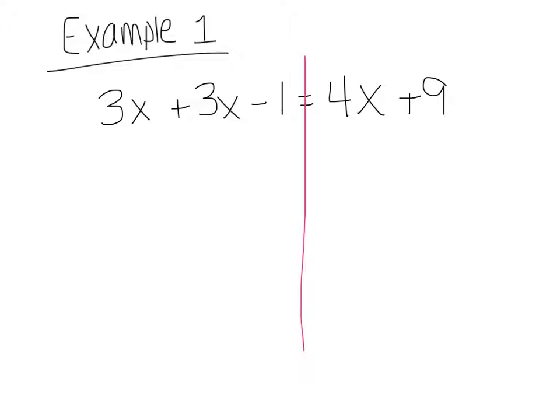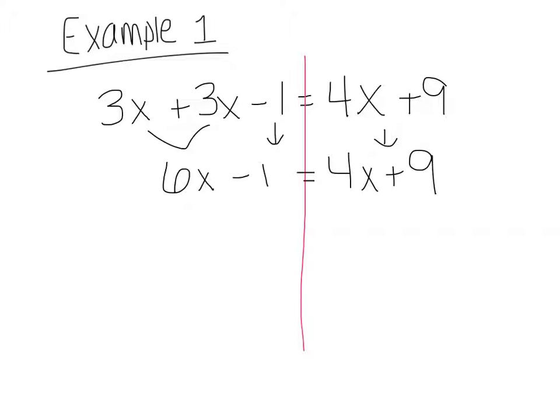Now I look and I see, what can I do on the left to simplify? Well, if I was building this with tiles, I would have 3x tiles and 3x tiles. I can just combine those right away to get 6x, and then I'm just going to bring down this minus 1 and say that's equal to 4x plus 9. We didn't do anything different on that other side, we just brought everything down. But we did this here, we combined our like terms.